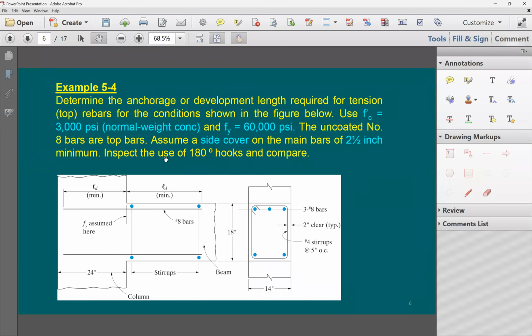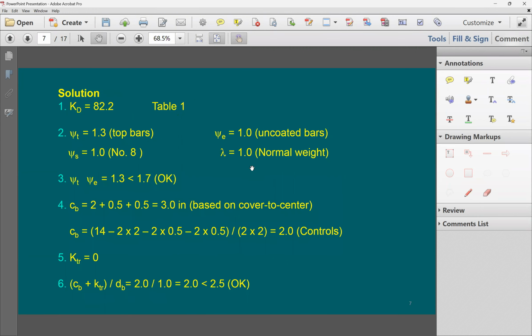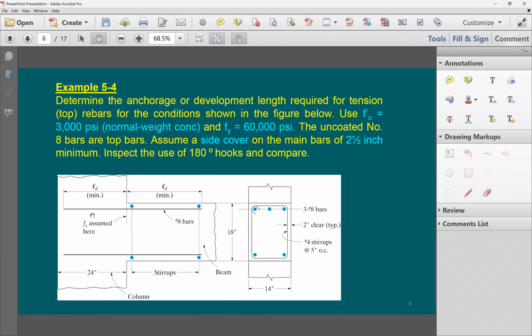It says here, inspect the use of 180 hook and compare. So in this picture, it shows Ld. And they're telling me, why don't you try to use a 180 hook if this is not going to be working physically? I'll try that. Now I'm going to solve first for a straight development length. So what I have is number 8, top rebars, f prime c 3000, no epoxy, and it's going to be top rebars because it's going to be more than 12 inches, right?